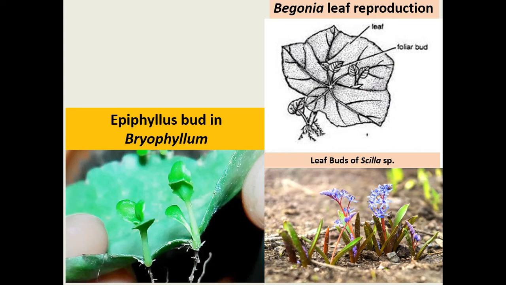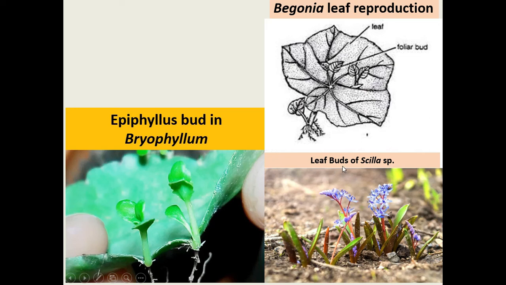Let's see, epiphyllous buds in Bryophyllum. It is nothing but vegetative reproduction by leaves. See the picture, the epiphyllous buds in Bryophyllum produce new individuals. These buds, after detaching from the parent leaf or parent plant, produce a separate, new individual. Hence, this process is called vegetative reproduction by means of leaf, as in Begonia. It produces leaf buds, these foliar buds, which give rise to a new individual after producing roots.